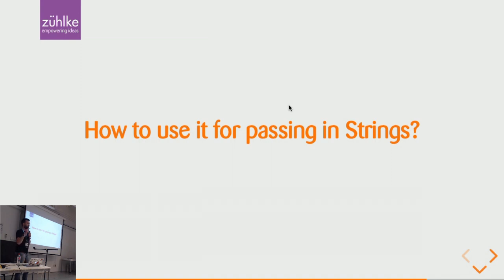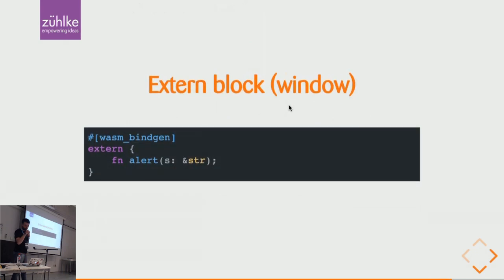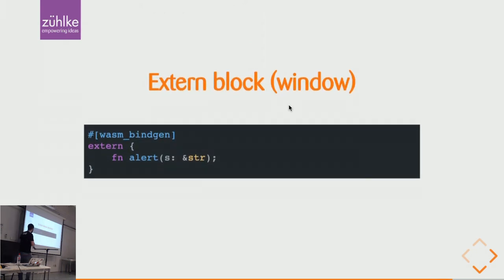Before, we were able to call JavaScript functions out of Rust. Can we also pass strings back to JavaScript? We didn't, or not pass strings back, but call a JavaScript native function with a string. We haven't proven that yet. So this is a very small exercise. It uses wasm-bindgen again.